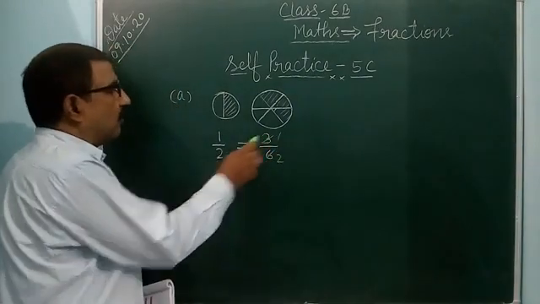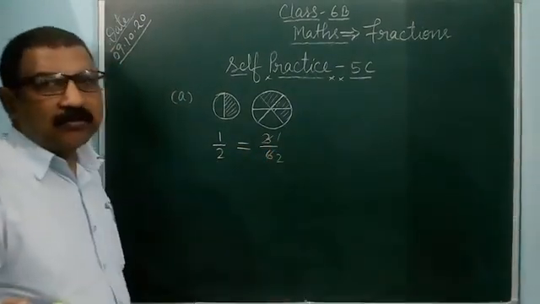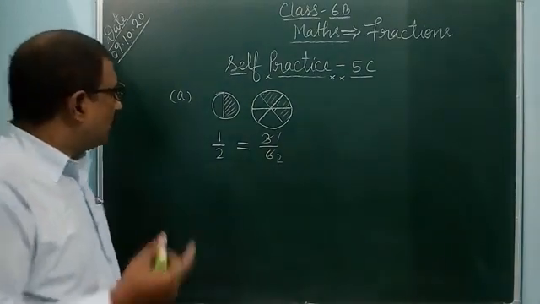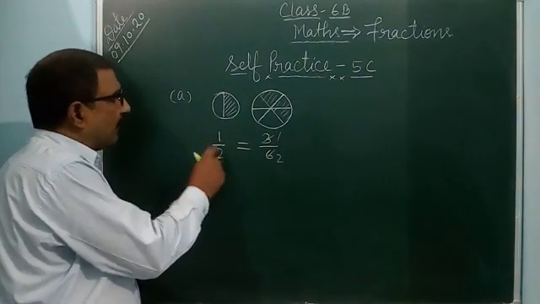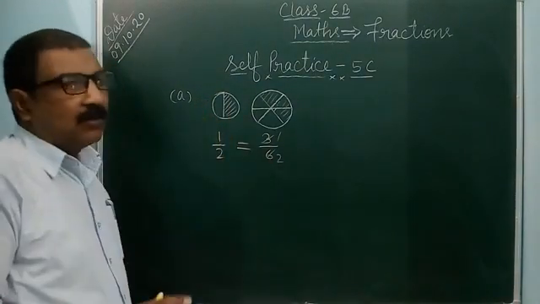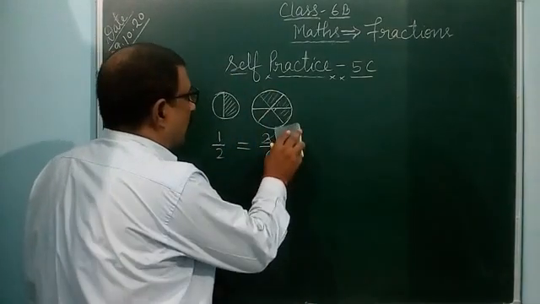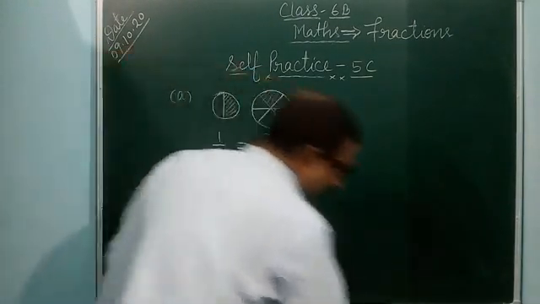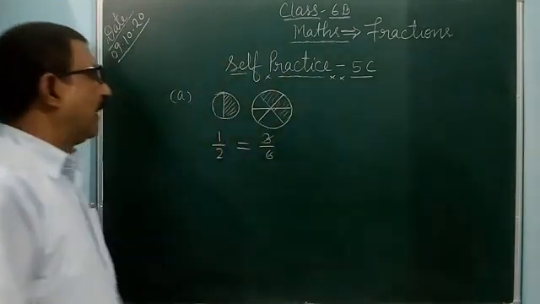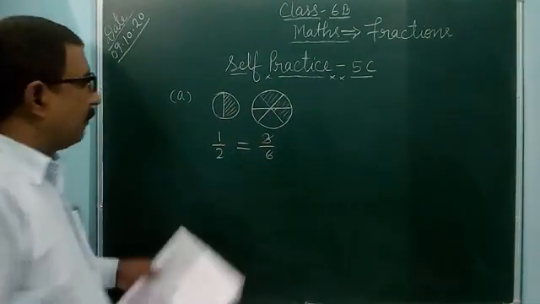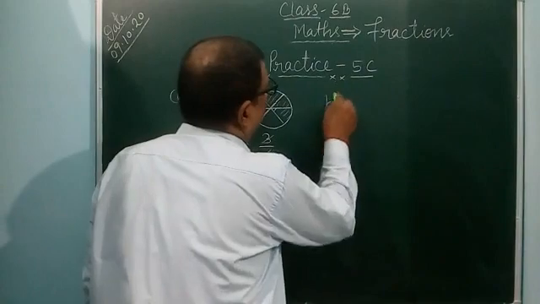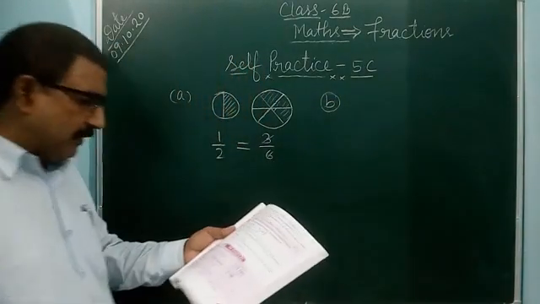So 1 by 2 is equal to 1 by 2. Values are same. You can see value is same, 1 by 2 and 3 by 6. So you can write equivalent fraction as 1 by 2 is equal to 3 by 6. Same equivalent fraction. Like that B. I am not drawing diagram of B. You can see in your book.